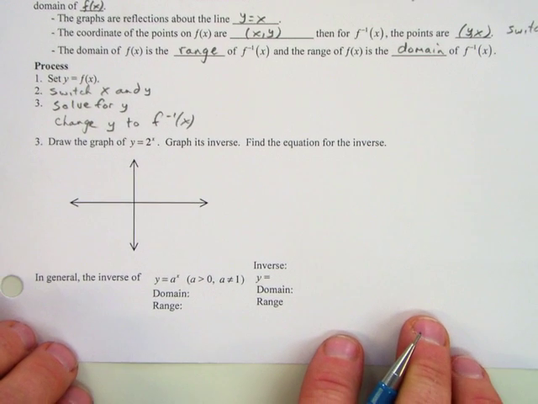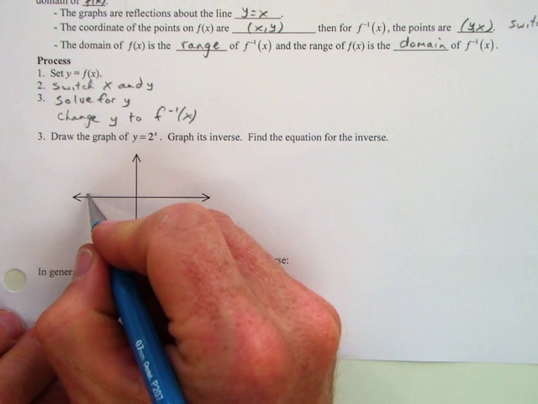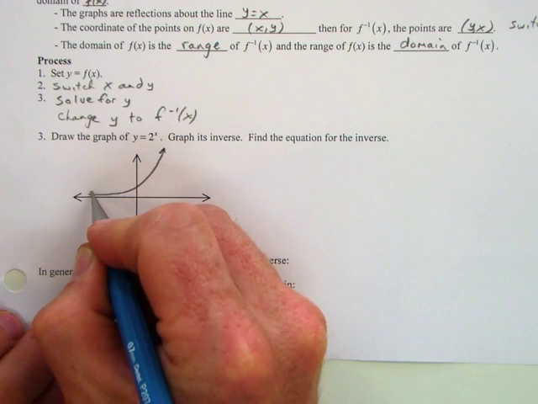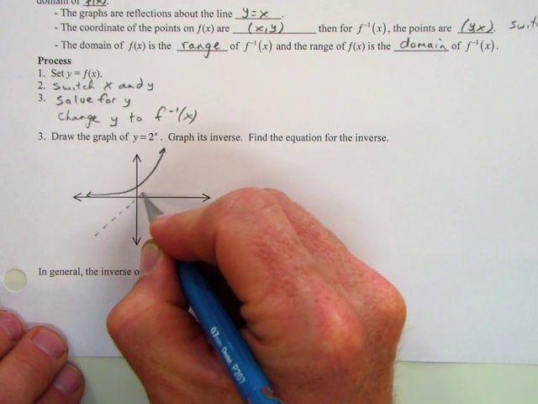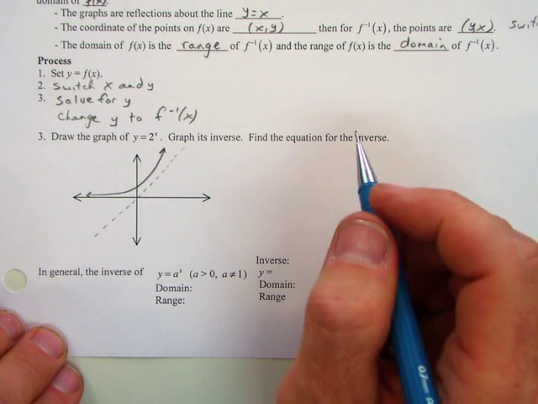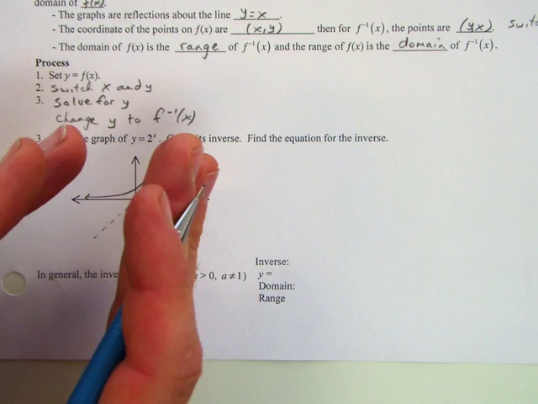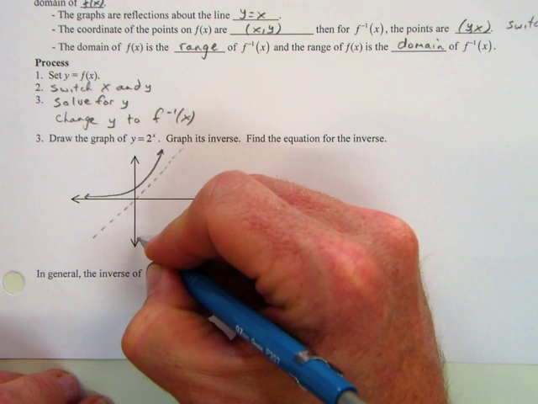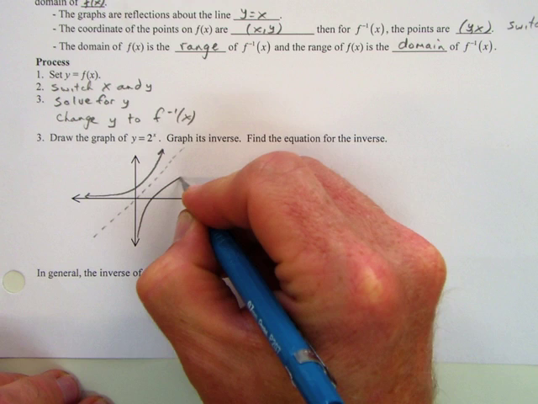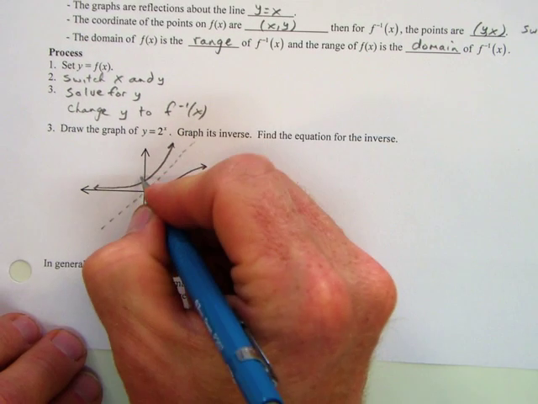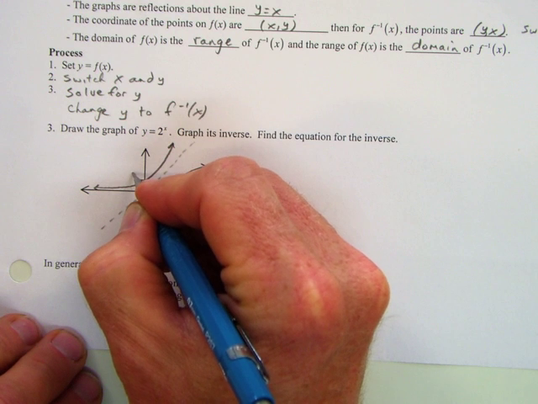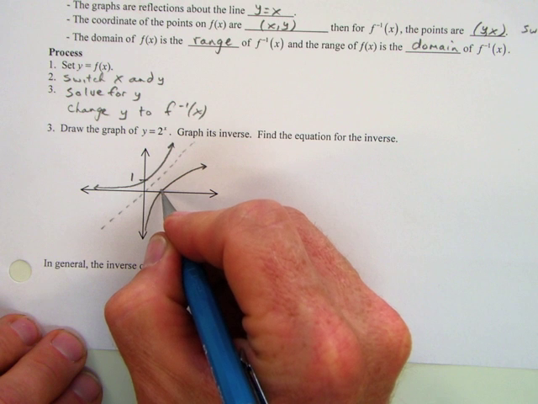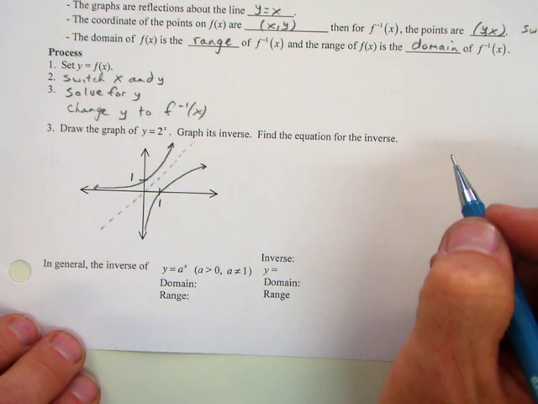Alright, draw the graph of y equals 2 to the x, and graph its inverse. We know that y equals 2 to the x is an exponential growth, so it's looking something like that. We can draw a dotted line for y equals x, and if we fold the graph about that line, the piece on the other side is going to be its inverse. It looks something like that. We know the point on y equals 2 to the x at x equals 0 is (0, 1). So on the inverse, the point will be (1, 0).